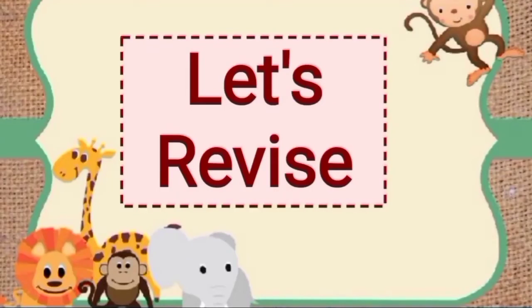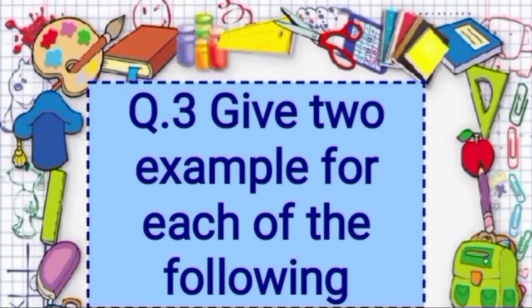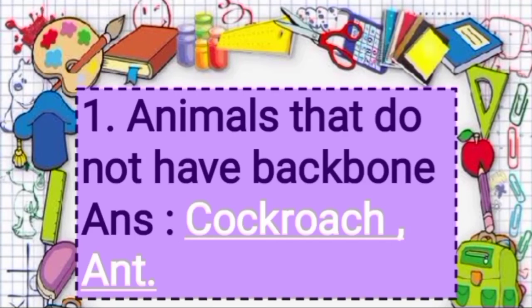So let's revise. Question 3, give 2 examples for each of the following. First, animals that do not have backbone. So the question is animals that do not have backbone. Answer: cockroach. Second example, ant.